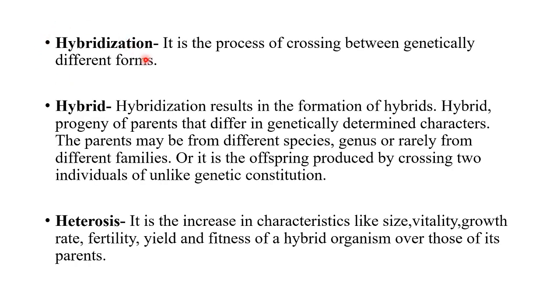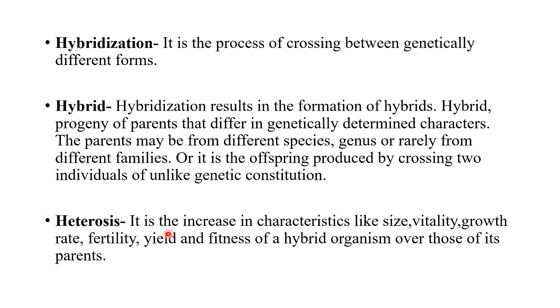The next important term is hybridization. Hybridization is the process of crossing between genetically different organisms, and hybridization results in the formation of hybrids. That is, it is the product of the fusion between two genetically different organisms. They may be progeny of parents that differ in genetically determined characters, and the parents may be from different species, genus, or rarely from different families.